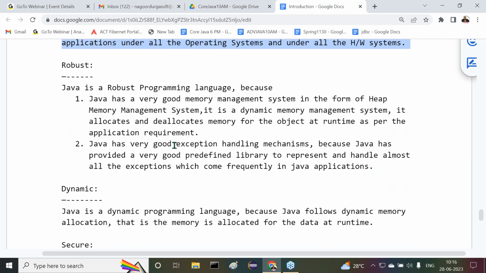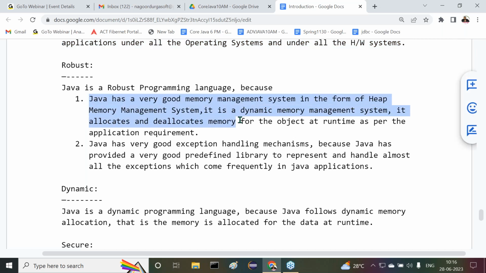I have given a few points more about it. Java is a robust programming language. Why? Because Java has a very good memory management system in the form of a heap memory management system. It is a dynamic memory management system. It allocates and deallocates memory for the objects at runtime as per the requirement. Next is another point I've given.